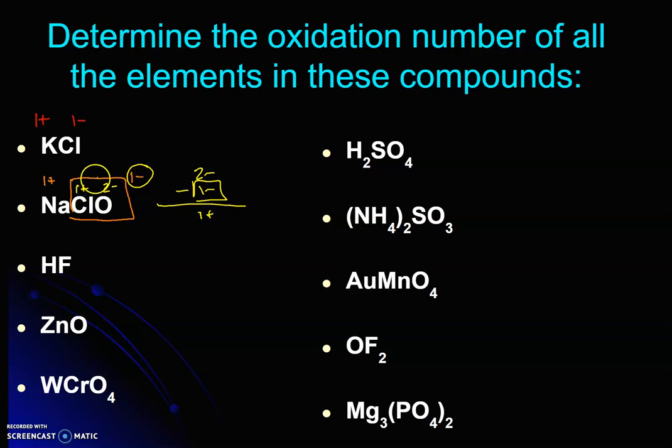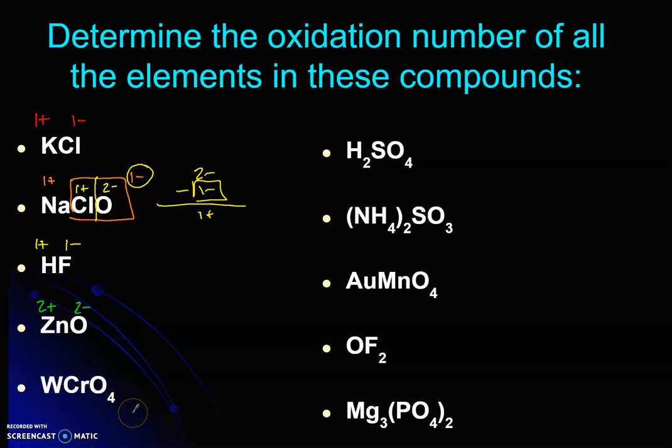Okay? So you have to split them up. Each and every element gets their own oxidation number. Right, HF, hydrofluoric acid. H is a 1 plus, we have a rule for him. Fluorine is a 1 minus, we have a rule for him. And that stays the way that it is. Okay, ZnO. I don't have a rule for zinc, but I do have a rule for oxygen. Oxygen is a 2 minus, so therefore zinc has to be a 2 plus oxidation number.